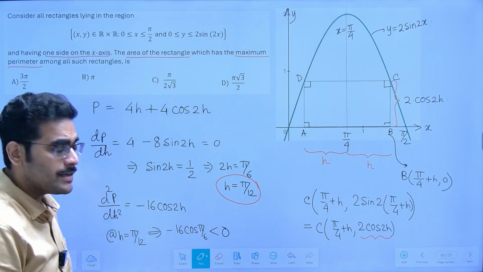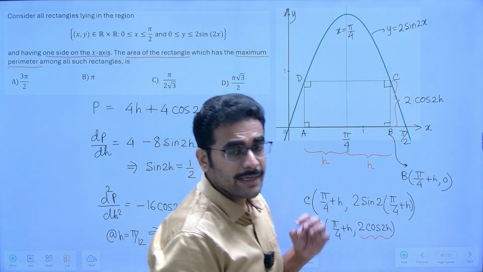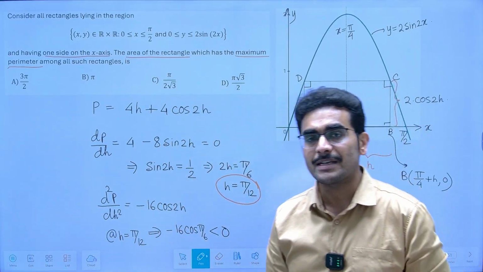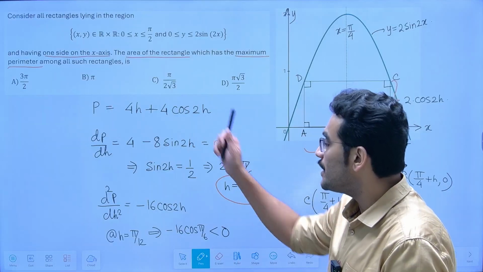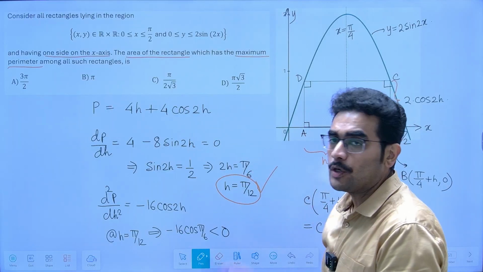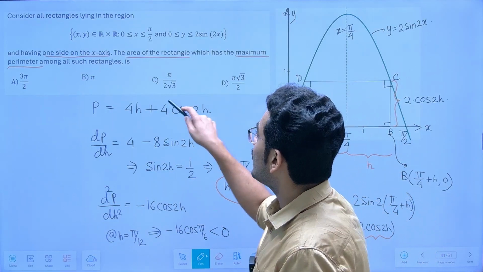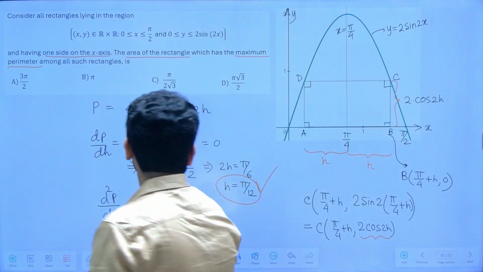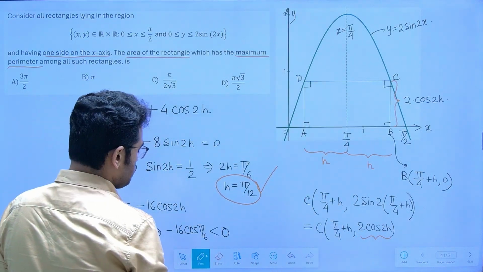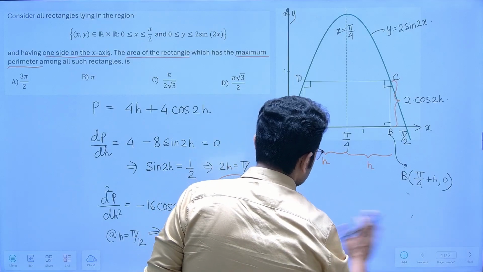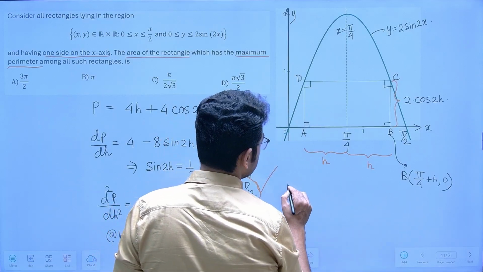So the double derivative is negative, which means it is a point of local maxima. So perimeter is maximum at h equal to pi by 12. So corresponding to that, what is the area of the rectangle? Let us find out the area.